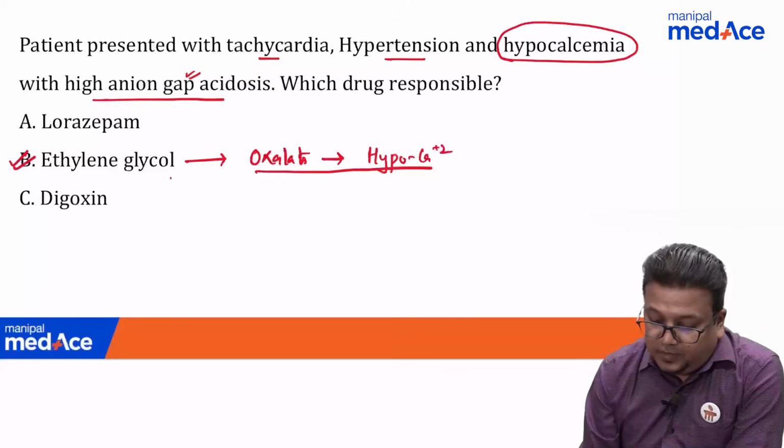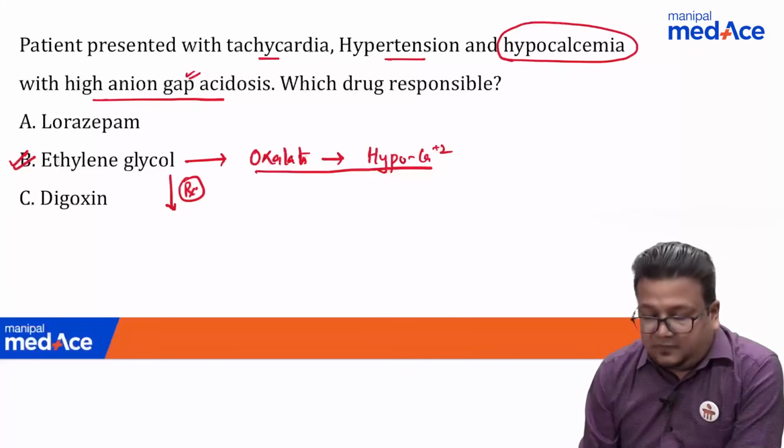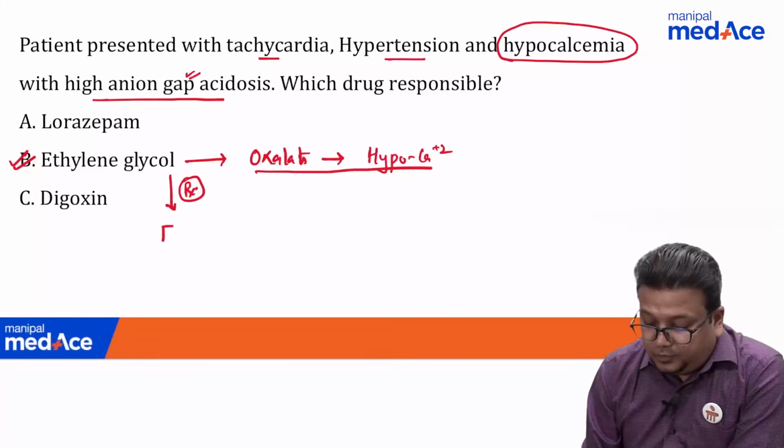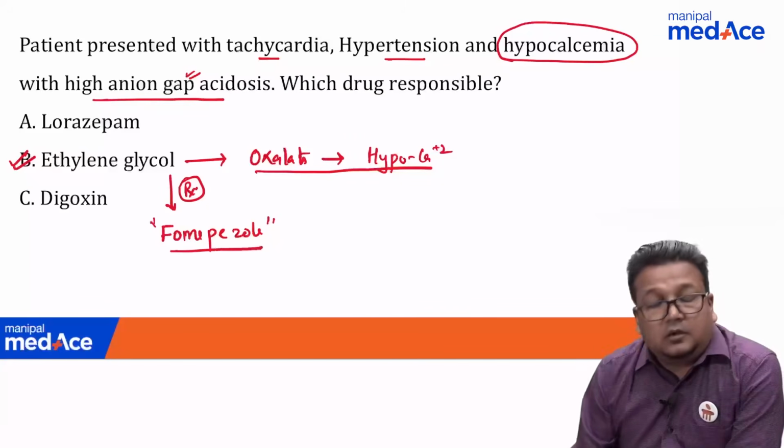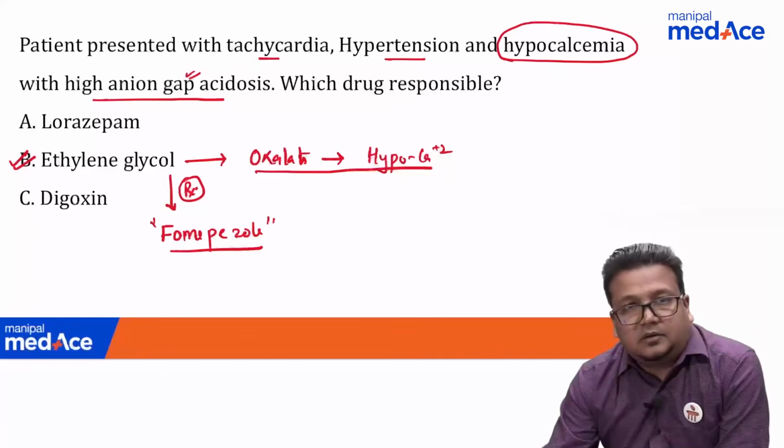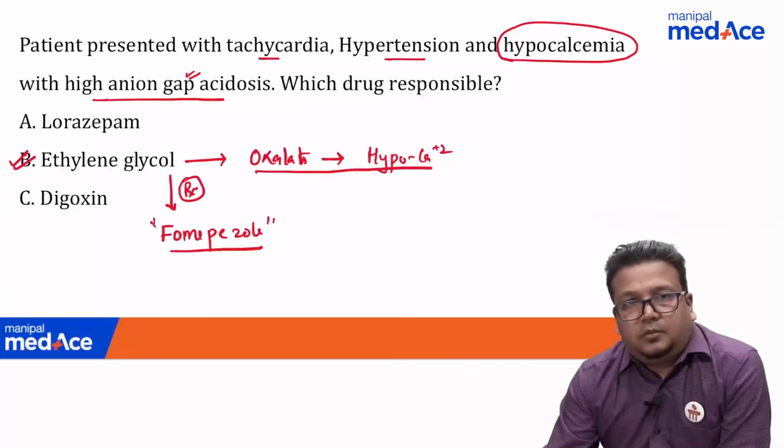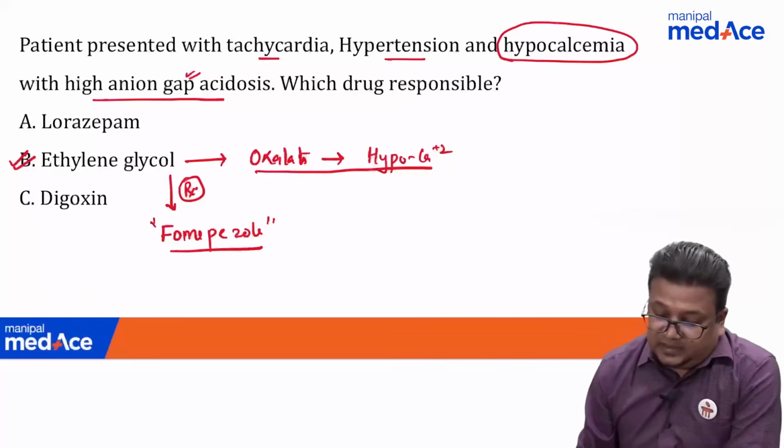I hope you remember that for treatment of ethylene glycol poisoning, like with methanol or methyl alcohol poisoning, it is the fomepizole, which is an inhibitor of the alcohol dehydrogenase. That is the drug of choice for ethylene glycol poisoning. Okay, so that is the answer to this question.